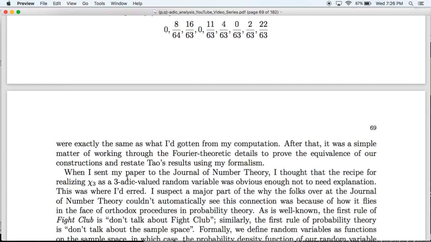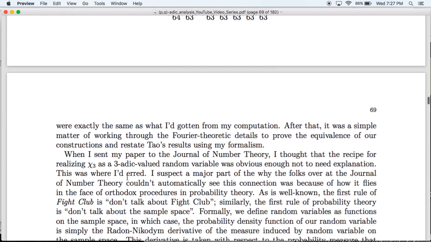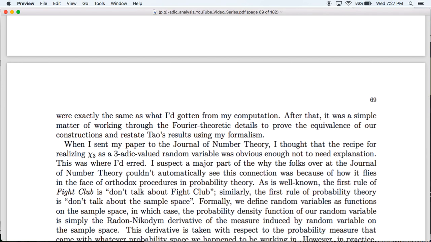And I suspect a major part of the reason why the folks over at the Journal of Number Theory didn't see this connection as obvious is because of how it flies in the face of orthodox procedures in probability theory. As is well known, the first rule of Fight Club is don't talk about Fight Club. Similarly, the first rule of probability theory is don't talk about the sample space.